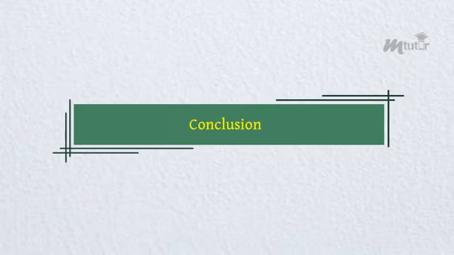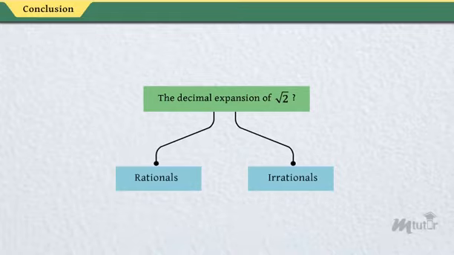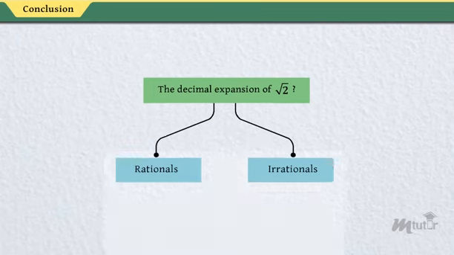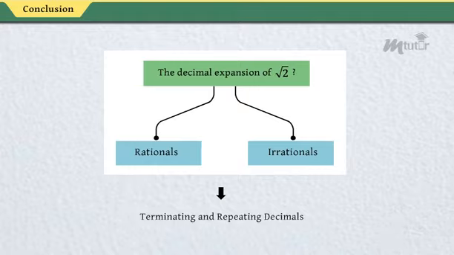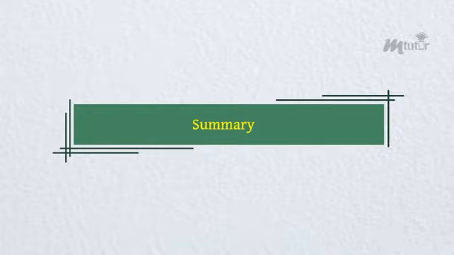Conclusion. We know that 1 by 2 equals 0.5, 2 by 3 equals 0.67 approximately. So, what could be the decimal expansion of root 2? Can we use decimal expansions to distinguish between rationals and irrationals? We shall see that in detail in the upcoming lesson, terminating and repeating decimals. Until then, bye. Let's now summarize what we have learnt in this lesson.